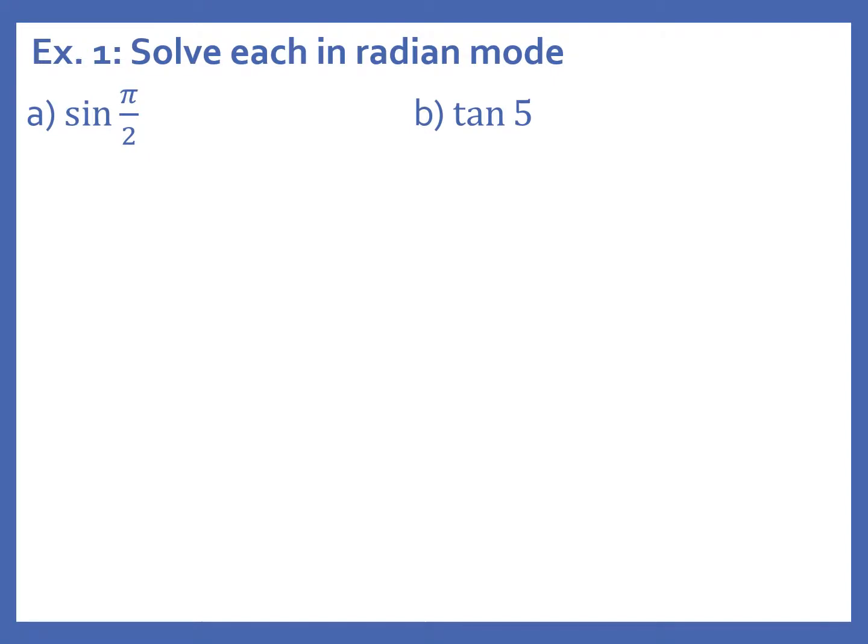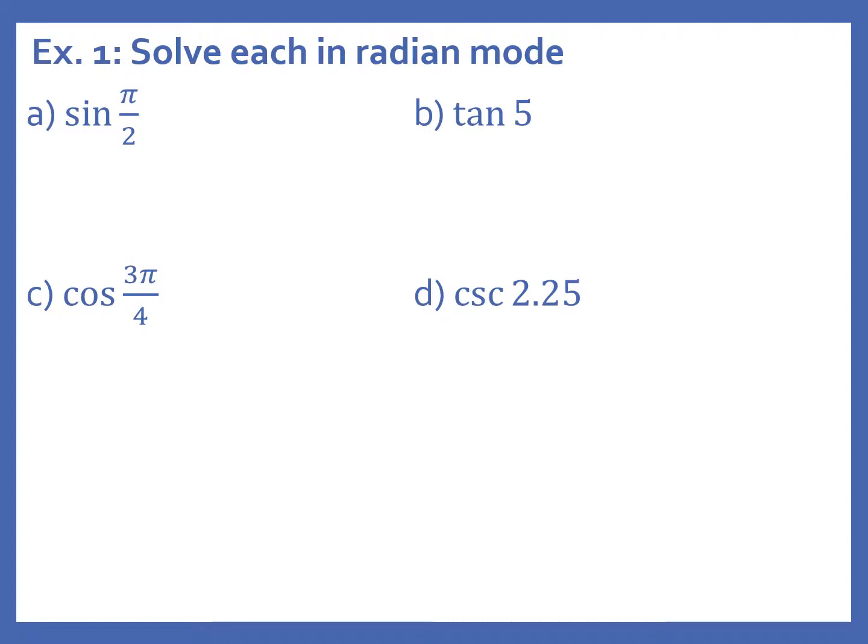So we're going to start out easy. Solve each in radian mode. First, you need to make sure your calculator is in radians. Either hit the DRG button so you see the R for radians, or change your mode, keep hitting mode until you see radians and change it to radians.